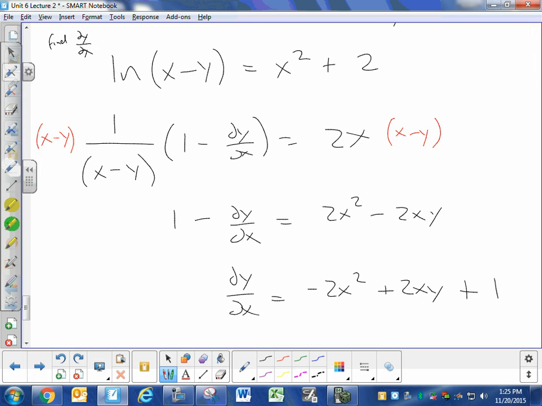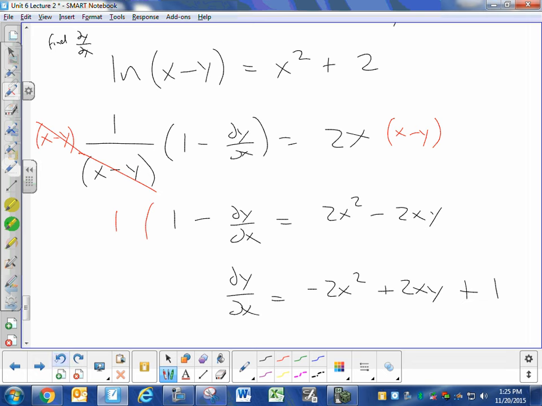Whatever's the 1 in front of dy/dx, you have 1 minus dy/dx. And then you multiply by x minus y. Doesn't that turn 1 over x minus y into 1? Okay, I got it. Never mind. There's the 1. Right. You can have 1 here.